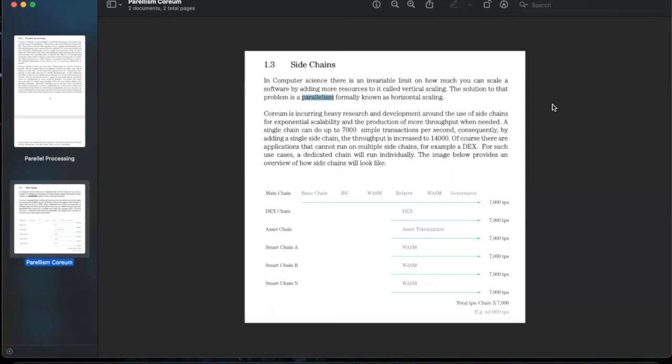Coreum is incurring heavy research and development around the use of sidechains for exponential scalability and the production of more throughput when needed. A single chain can do up to 7,000 simple transactions per second. Consequently, by adding a single side chain, the throughput increases to 14,000. Of course, there are applications that cannot run on multiple side chains, for example, a DEX. For such use cases, a dedicated chain will run individually. The image below provides an overview of how sidechains will look. So to me, I observed some similarities in the way that they talk about scaling related to parallelism and also, for Coreum, the concept of horizontal scaling.